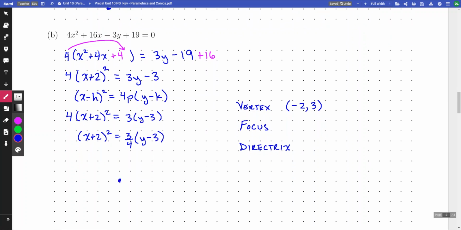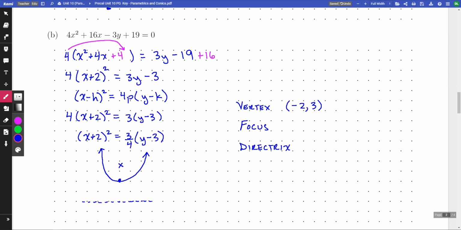I have an x squared and I have a positive coefficient to the y. So I know that my parabola is actually going to open upwards because I have the x squared and that positive coefficient to the y. So there's my parabola, which means I have a focus that's going to be above and a directrix that's going to be below. But I need to figure out how much above, how much below.